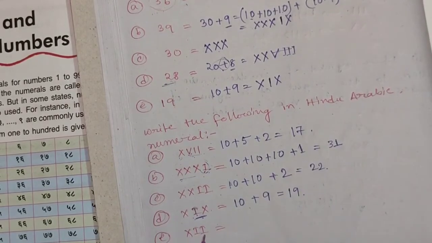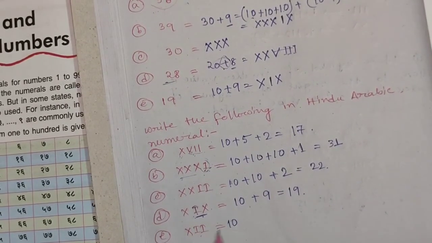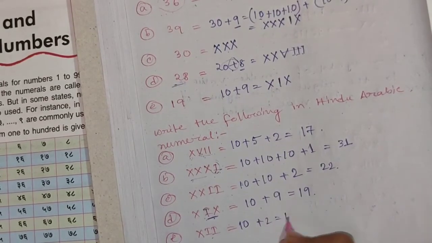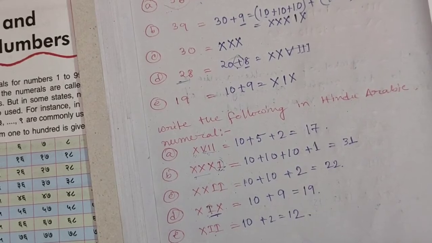Then XII. X is for 10 and II is for 2. So 10 plus 2 is 12.